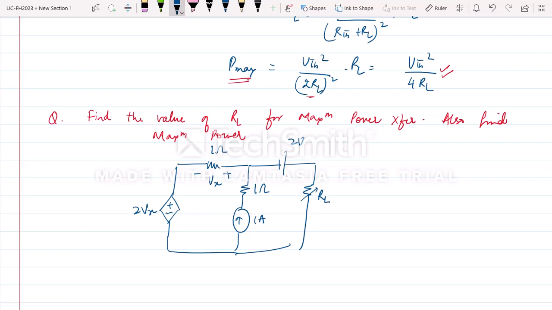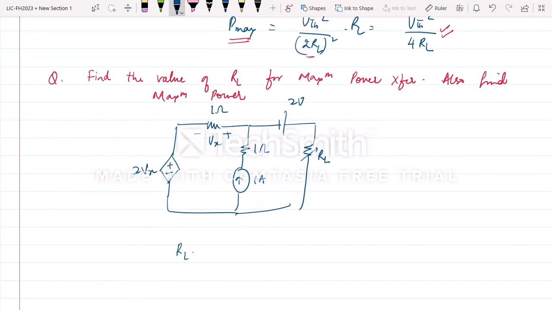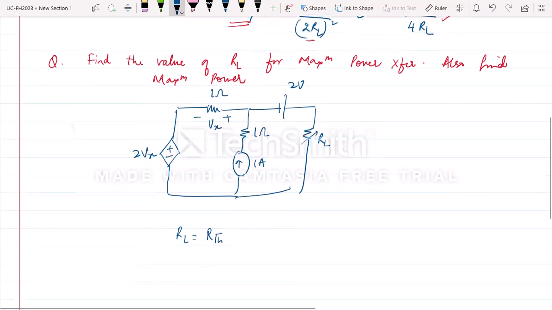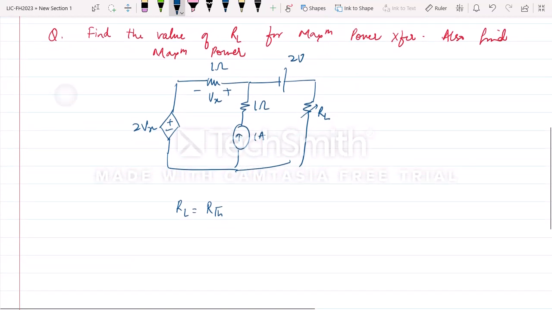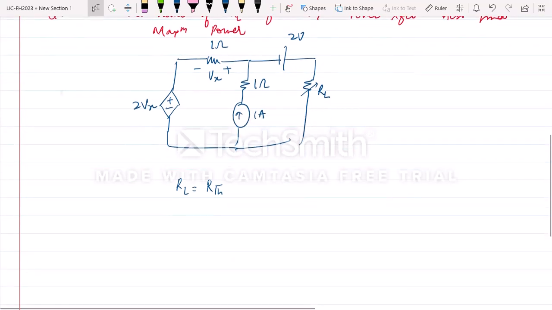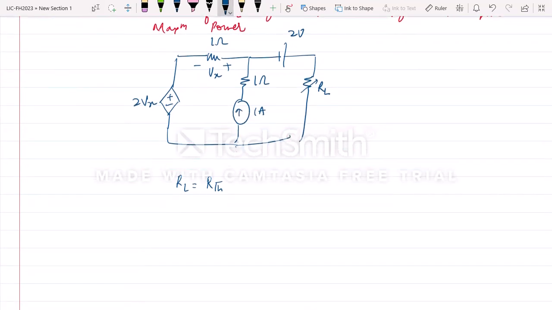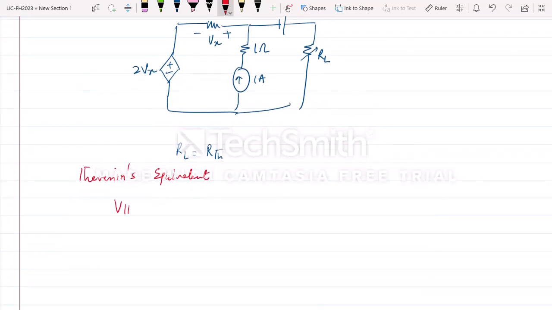For maximum power transfer, we know that RL should be equal to RTH. Right? So we will find the Thevenin's equivalent of this circuit first, and it has a dependent source. So we have to find Thevenin's equivalent with the VTH and ISC, because we cannot find RTH directly for this circuit, as it has a dependent source. So what is the first step to find the Thevenin's equivalent? In the last two videos we got this Thevenin's equivalent, that is RTH and VTH. So the first step is finding VTH.